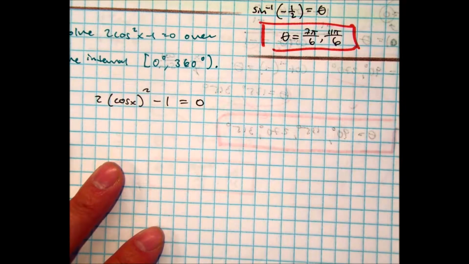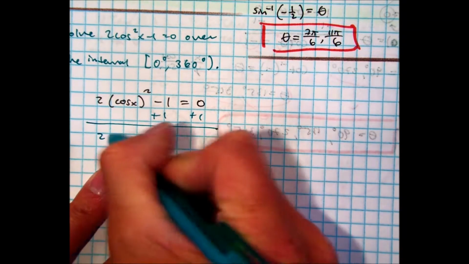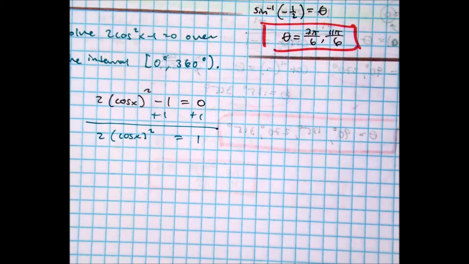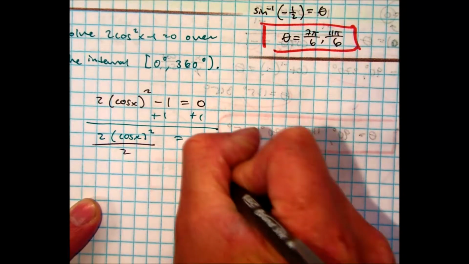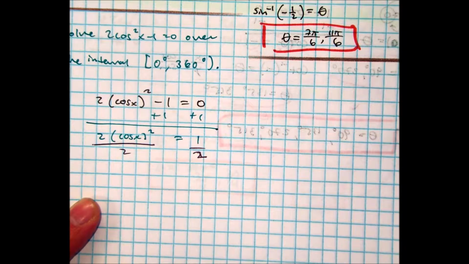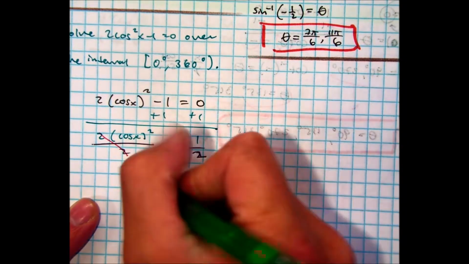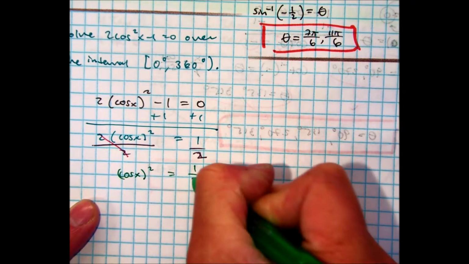Here I'm going to add 1 to both sides. I'm left with 2 times cosine x squared equals 1. Now, should I take the square root or divide by 2? Let's go ahead and do that. My 2's will cancel. Cosine of x squared equals 1/2.